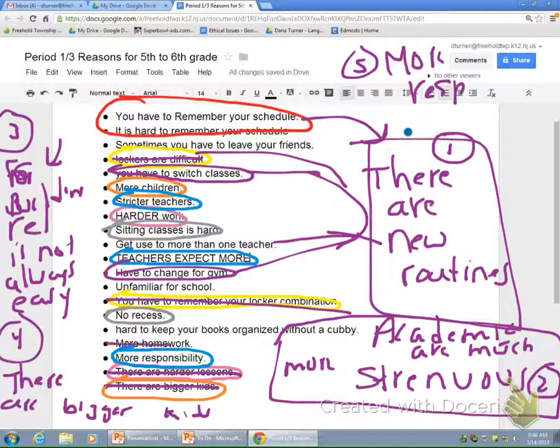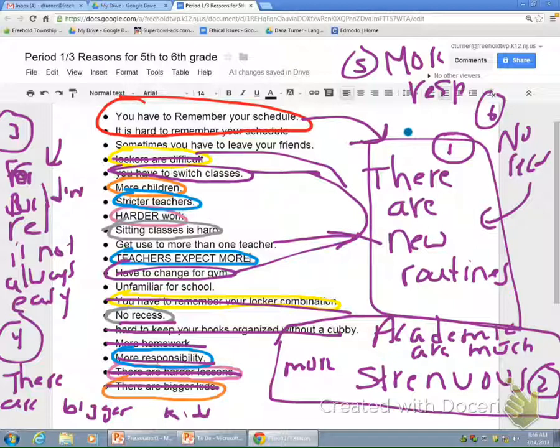All right, so getting more homework we did. Hard to keep your book organized. How about this no recess thing? Can that stand on its own? Yeah. All right, so number 6, we'll put no recess, besides gym when you go outside. All right, unfamiliar to school. What about that one? Is that like new routines? Recess, getting used to new routines. Yeah, we could group this with new routines. Get used to more than one teacher. Harder work, strict teachers, more children. You have to switch classes, lockers, leaving your friends, and we did this. Okay, so we have 6 reasons.